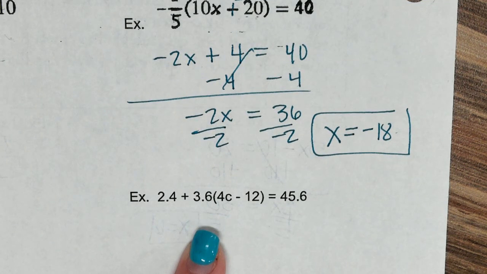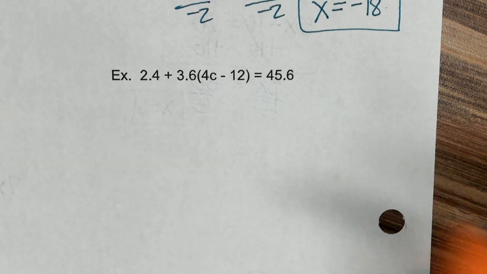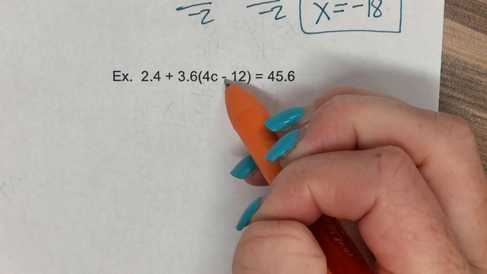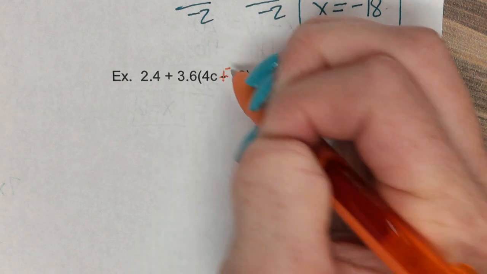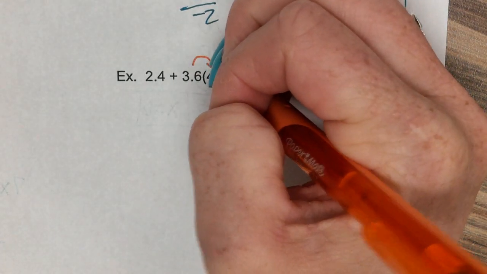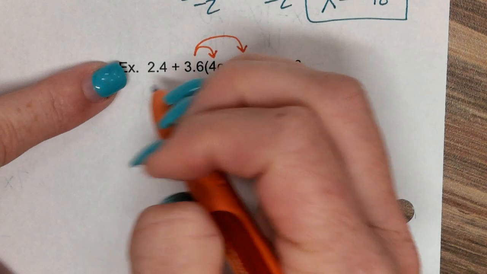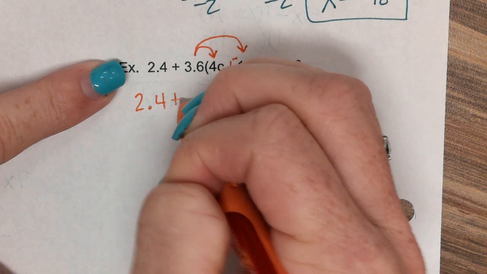Let's talk about decimals. Decimals, you're going to just need your calculator. Okay? Unless you want to do some crazy long multiplication, which I do not. All right, so the first thing I'm going to do is distributive property, but before I do that, what am I going to do right here? Change. So I'm going to distribute the 3.6 times the 4 and the 3.6 times the negative 12.